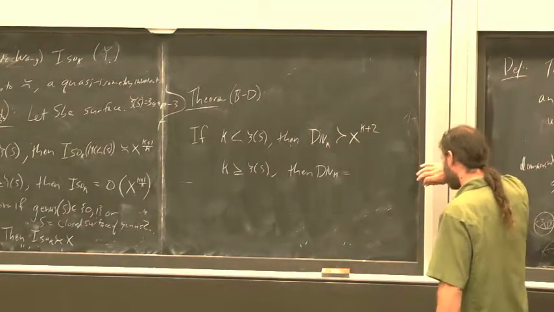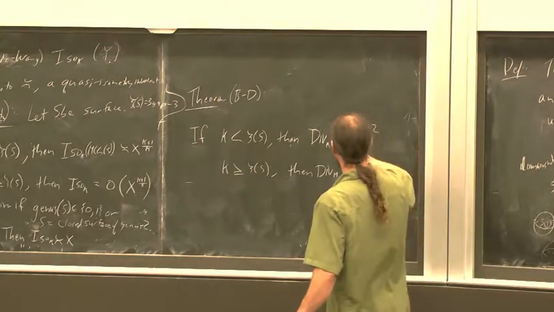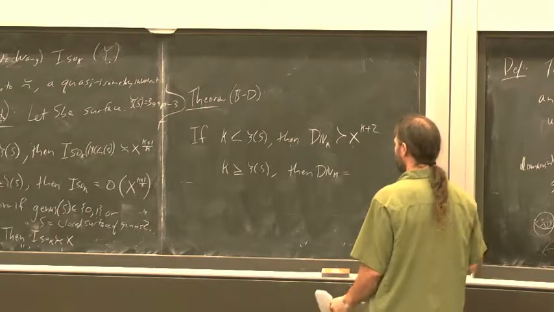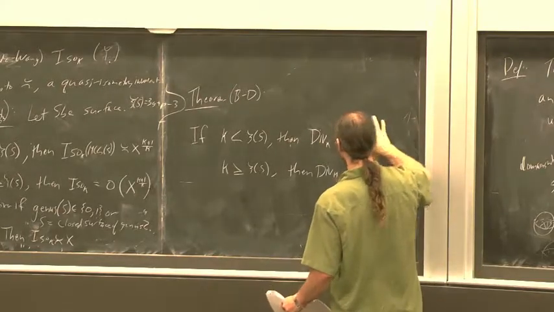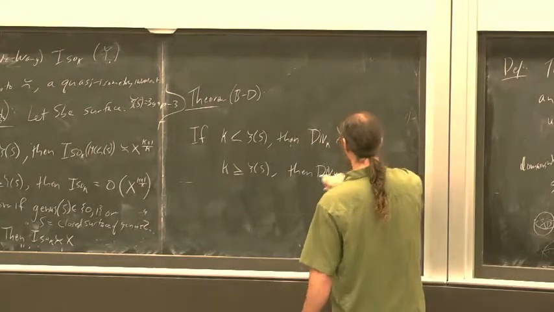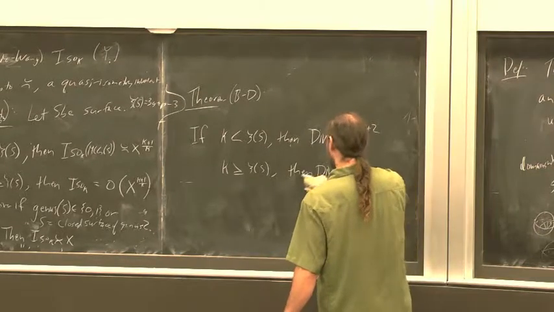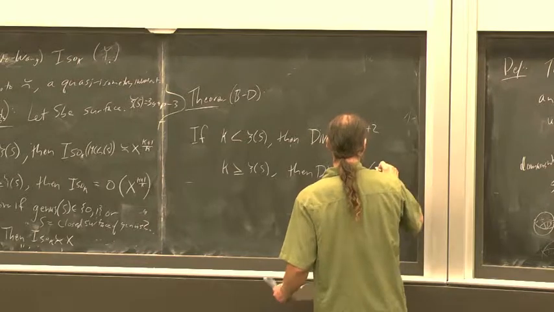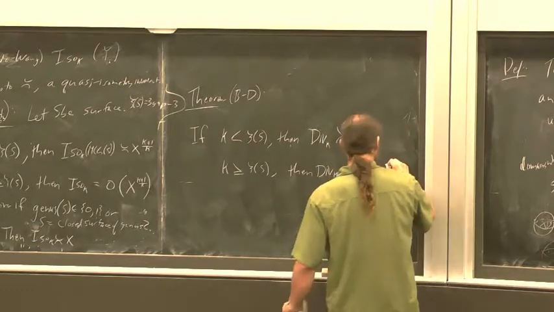So right. If you're less than the complexity, then you're at least x to the k plus 2. And again, I don't know that it's sharp, but in some cases it is. And if you're bigger than or equal to complexity, then you're little o of x to the k plus 1.